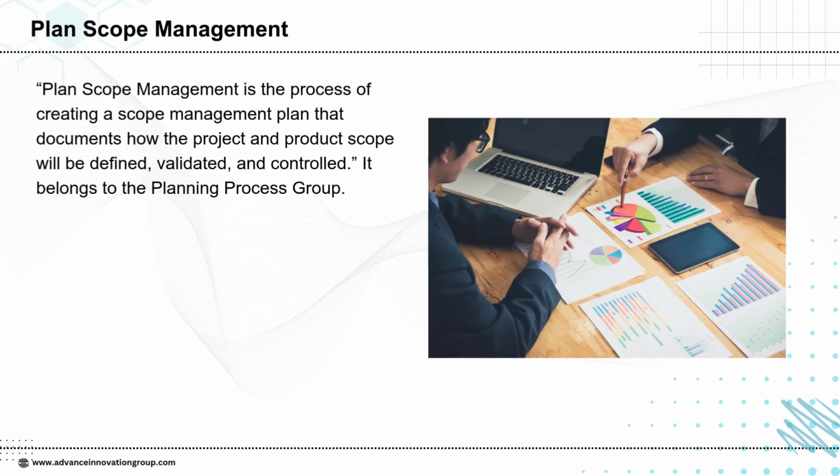Plan scope management is all about setting a clear direction for how scope will be handled throughout the project. It is the process of creating a scope management plan that defines how both the product scope and the project scope will be established, validated, and controlled. This means we decide in advance how we will capture requirements, how we will confirm that the scope is correct, and how we will manage any changes that come along the way. Since it ensures that nothing is missed and everything stays aligned with objectives, plan scope management plays a critical role in the planning process group.